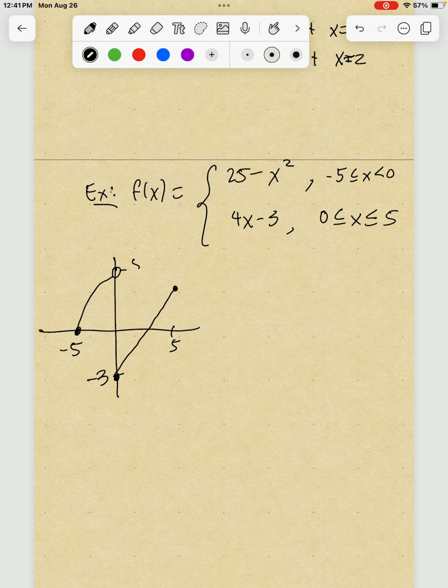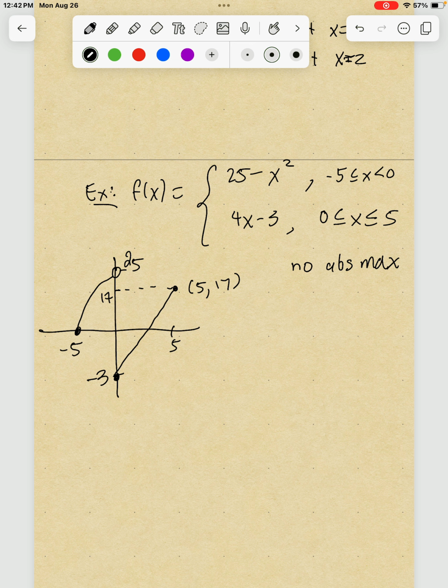When you plug in 0, you get 5, right? It's the parabola, but it's undefined there. Okay, so you have this, and this is 5 comma... Oh, sorry, this is 25, right? And this is 5 comma 17. There's 17. So is there an absolute maximum value? No, it's not attained. There's no absolute maximum.